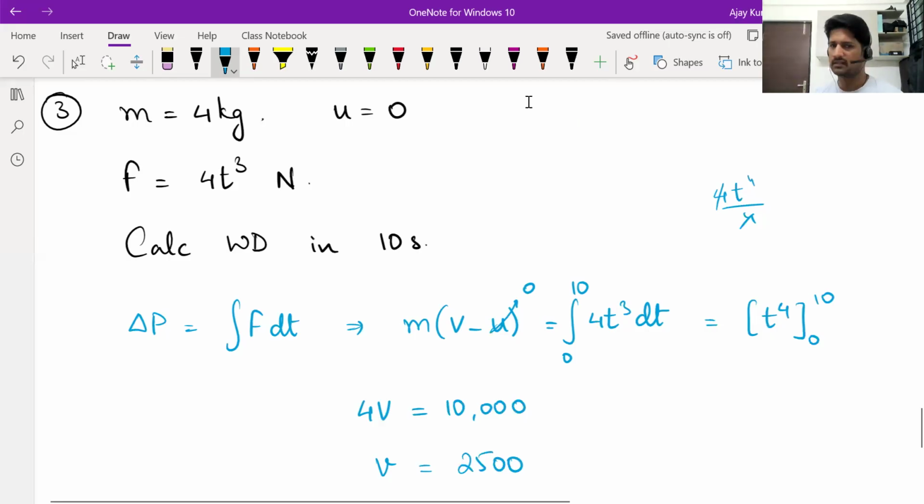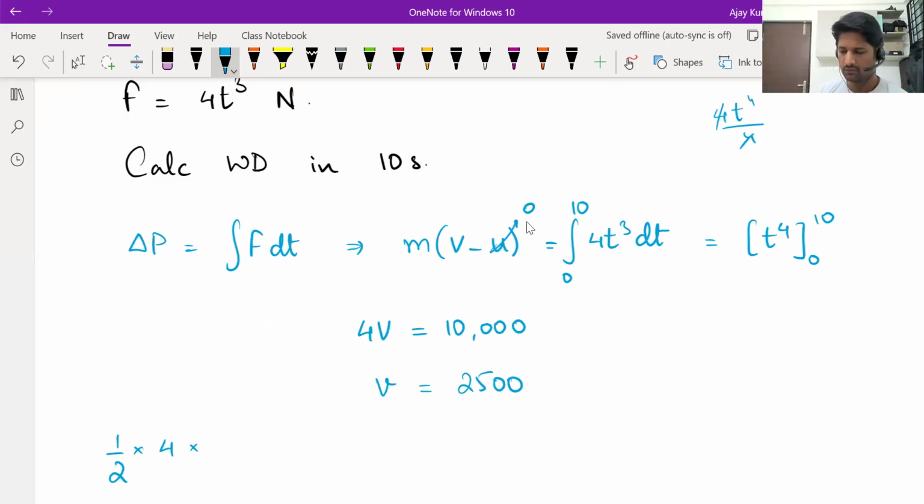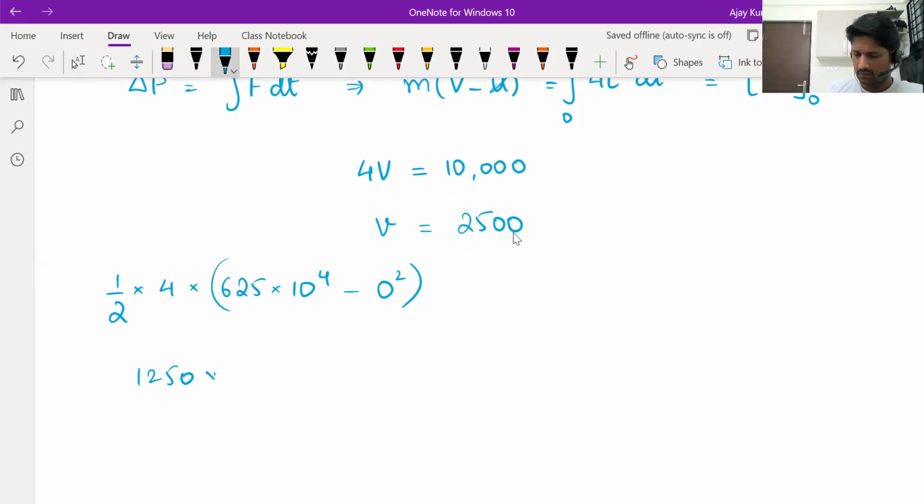And then you calculate the change in kinetic energy. That itself will be the work done. So the answer is half mass, which is 4 kg, into v squared, 2500 squared. 25 squared is 625. 100 squared is 10 power 4. So half m v squared minus u squared. u squared is 0, you don't even have to write that. That is the answer. So 625 into 2 is 1250 into 10 power 4 joules. Or you can write 1.25 into 10 power 7 joules.